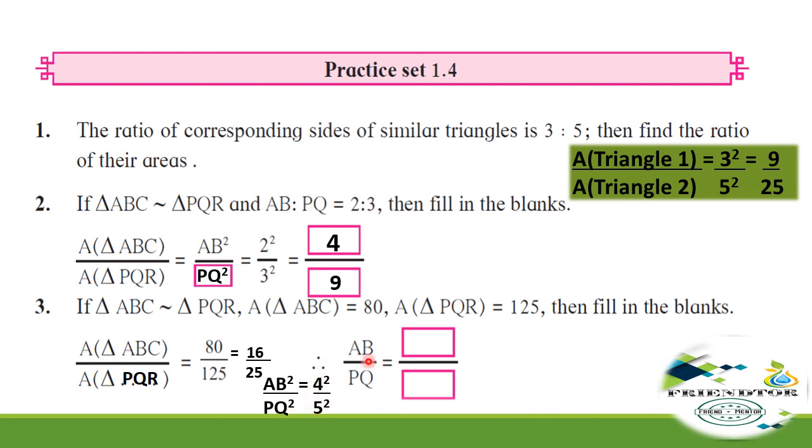So what will be AB upon PQ? It will be 4 upon 5. Simple. So once we know the ratio of their areas, we know that that is the same as the ratio of the squares of the corresponding sides. So AB square upon PQ square is equal to 4 square upon 5 square. Hence AB upon PQ is the same as 4 upon 5.